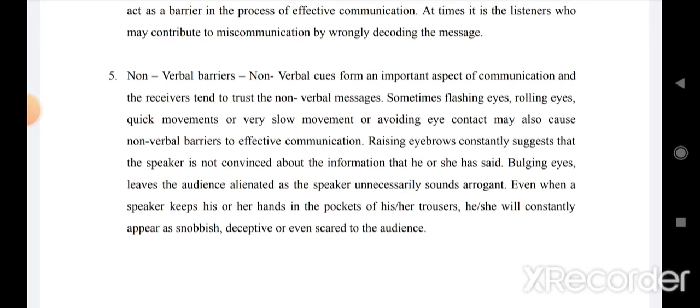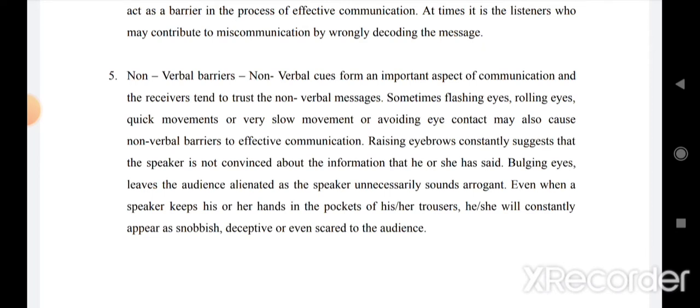Quick movements. If you are asking a friend of yours to bring you a glass of water, if she goes to bring the glass of water very excitedly, it means that she wants to help you. But if the movement is very slow, it is easily understandable that she is not interested in doing that work. Again, avoiding eye contact. A person might be lying, but if they are avoiding eye contact, it means that they are not being honest. Then further, raising eyebrows constantly suggests that the speaker is not convinced about the information that he or she has said.